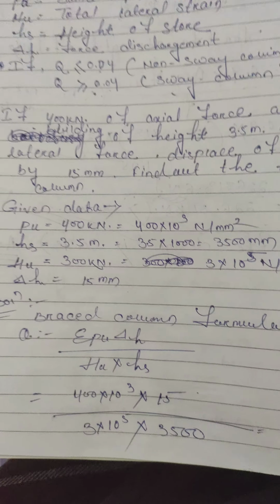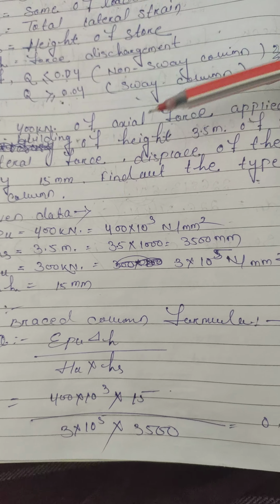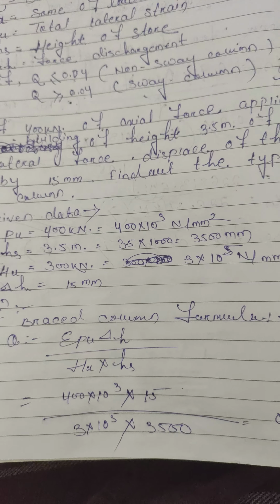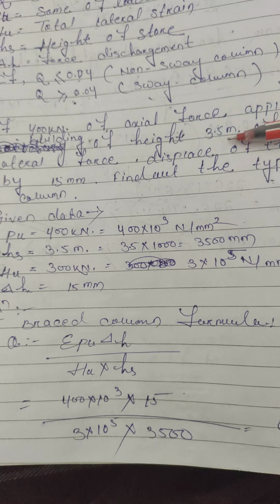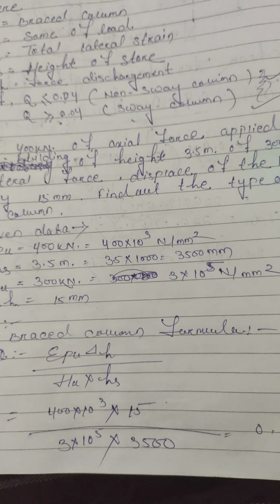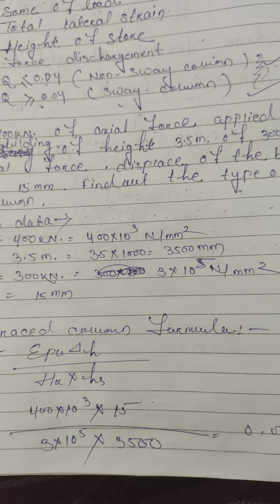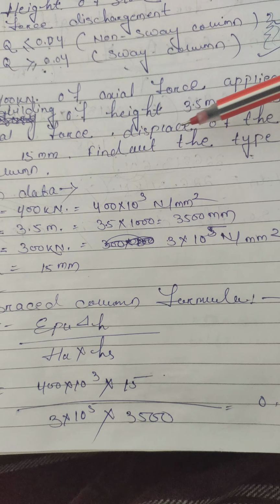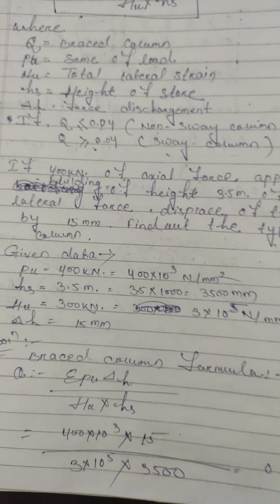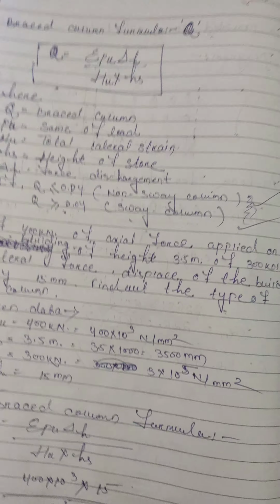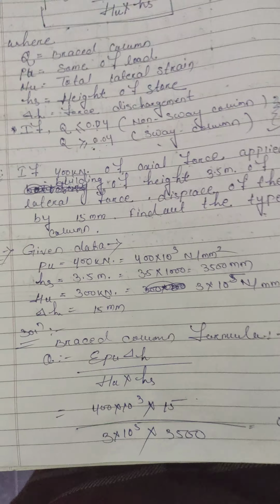The question is given: if a 400 kilonewton axial force is applied on a building of height 3.5 meter, with a 300 kilonewton lateral force, the building displaces by 15 mm. Find out the type of column, whether it is a sway column or a non-sway column.